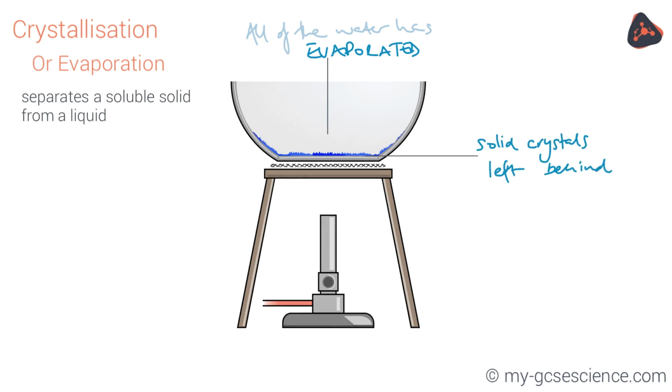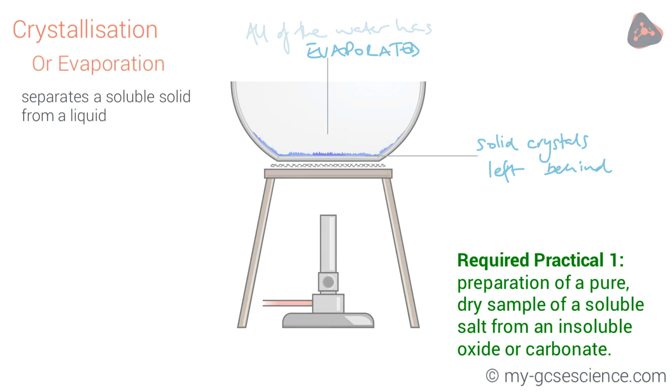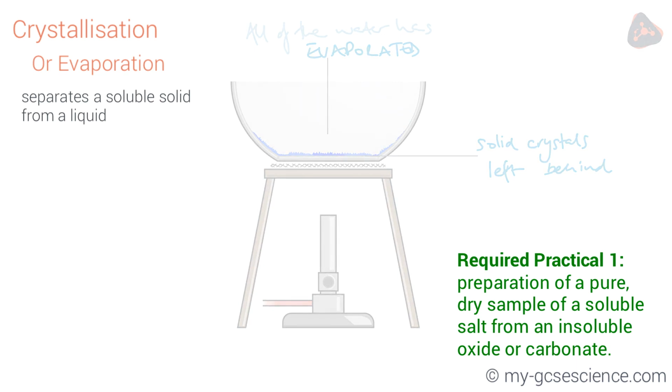So in the exam, you could be asked how to get a pure dry salt from a solution, and this is also something that you'll be expected to do for required practical 1. Like I said, we'll talk about this more in Chapter 4, Chemical Changes.